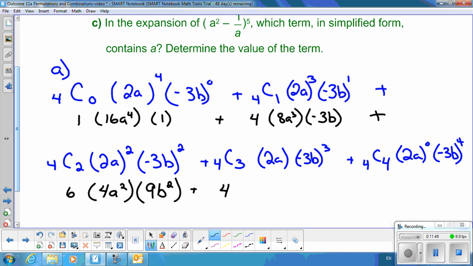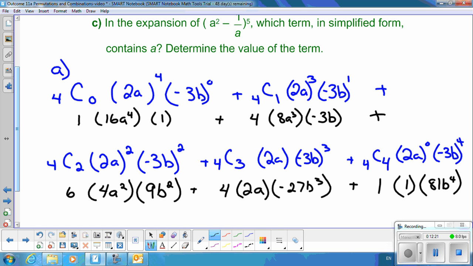4c3 is 4 times 2a times negative 3b all cubed, which becomes negative 27b cubed. Our last term, 4c4, is 1. 2a all to the power of 0 is just 1. And negative 3b all to the power of 4 becomes 81b to the power of 4.